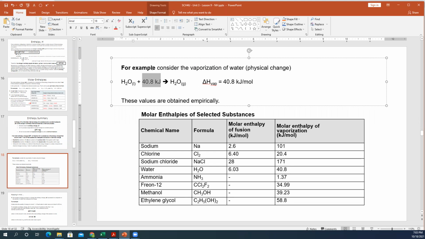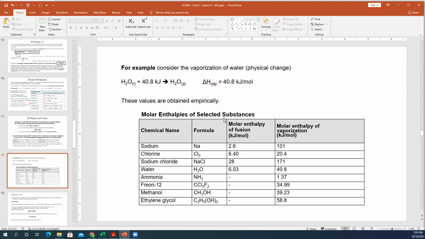heat. So you can either write it this way with the 40.8 kilojoules on the reactant side. See, it's being used almost as a reactant because it's being put into the reaction. Or you can write it over here on this side with a positive sign. You can write it as delta H vaporization, with a positive sign, because this is an endothermic reaction. And these are values that are actually obtained empirically by scientists doing experiments and measuring these values.